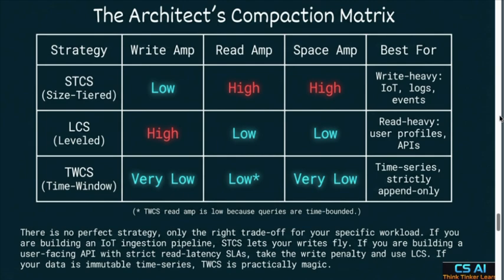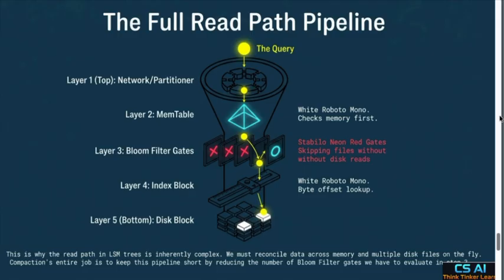As an architect, use this compaction matrix. There is no perfect strategy. If you are building an IoT ingestion pipeline where writes fly, use size-tiered. If you are building a user-facing API with strict read latency SLAs, take the write penalty and use leveled. If your data is strictly append-only time series, time window compaction is practically magic. It groups data by time and virtually eliminates read amplification for time-bounded queries.